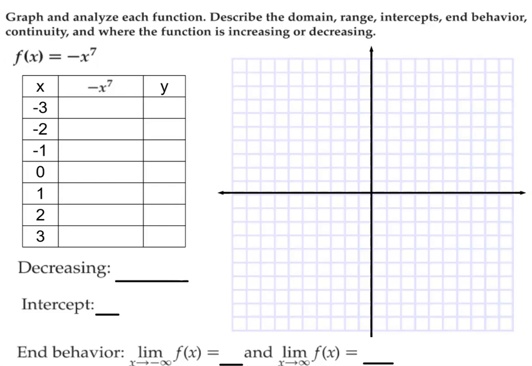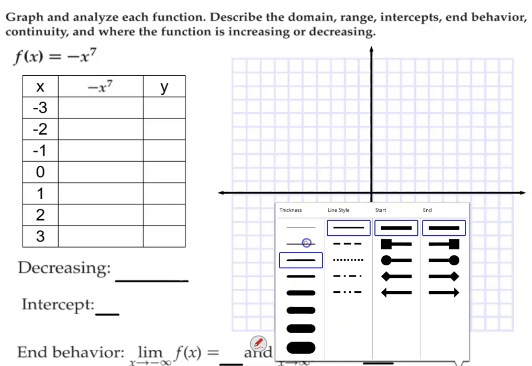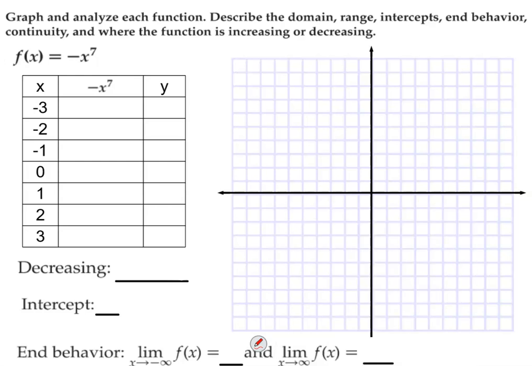But I am going to go through this function f of x equals negative x to the 7th. This gets a little tricky just because of that negative. When we go to plug things in, that negative has to stay on the outside, but I'm also plugging in negative 3 in for x, and that gets a little out of hand here. We get 2,187, so we will not be plotting that point either.